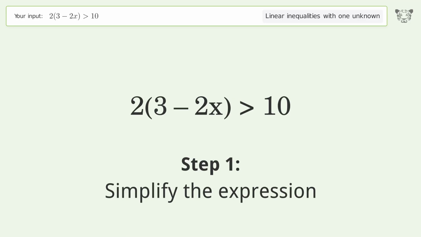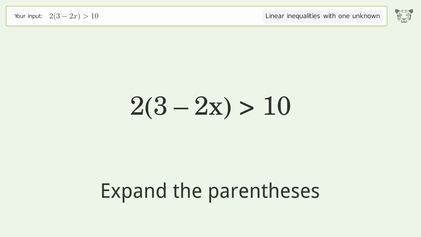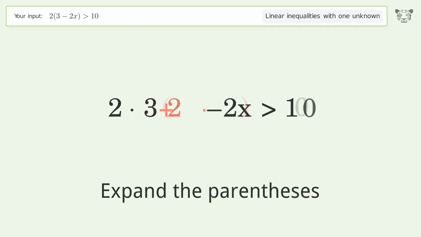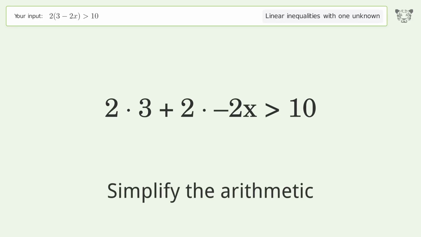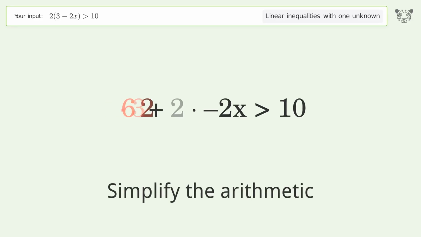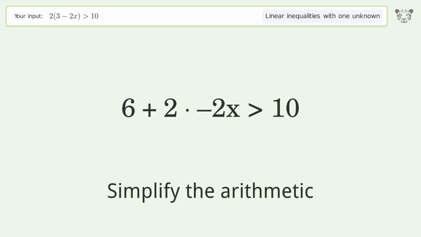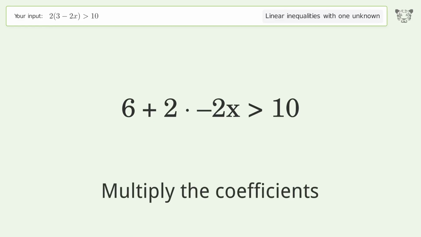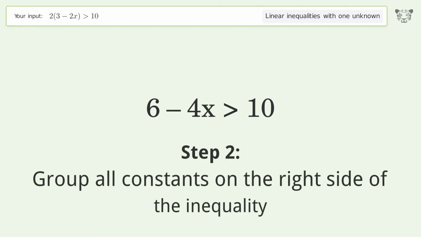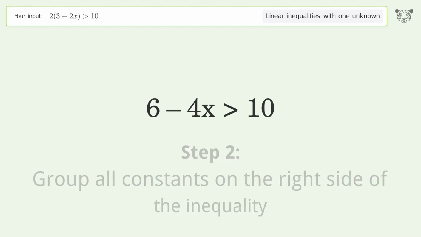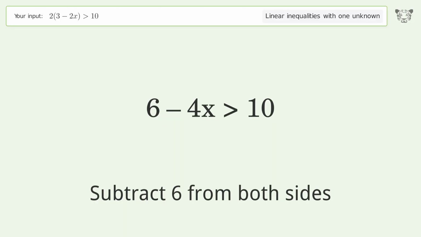Simplify the expression. Expand the parentheses. Simplify the arithmetic. Multiply the coefficients. Group all constants on the right side of the inequality. Subtract 6 from both sides.